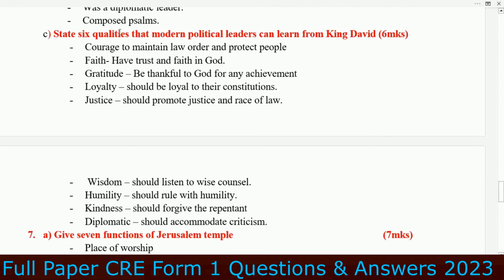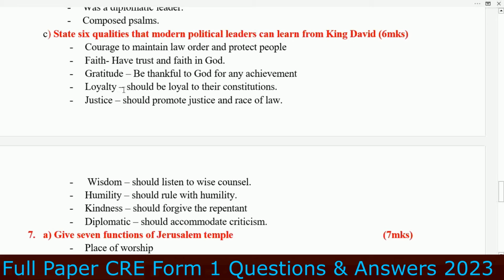Go to the next one. 3 qualities that modern political leaders can learn from King David. What can modern political leaders learn from King David? Number 1, courage to maintain law and order and protect people. Number 2, faith. They should give trust and faith to God. Next, gratitude. They should be thankful to God for any achievement.